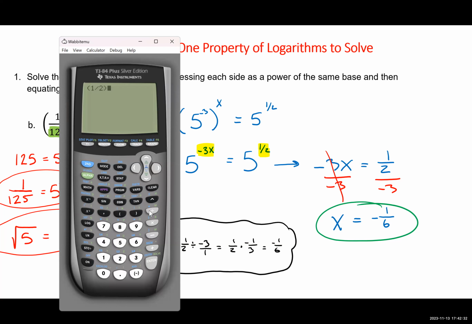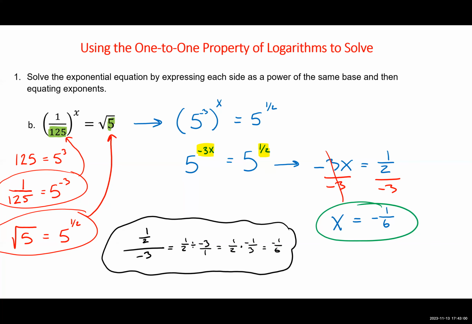So we could take 1/2, divide by negative 3 equals, and then don't forget Math 1. Math 1 takes our answer, which is the decimal, and converts it to a fraction. And so there's negative 1 over 6. So whether you do it by hand, paper and pencil, or calculator, it doesn't matter. We get negative 1 over 6.